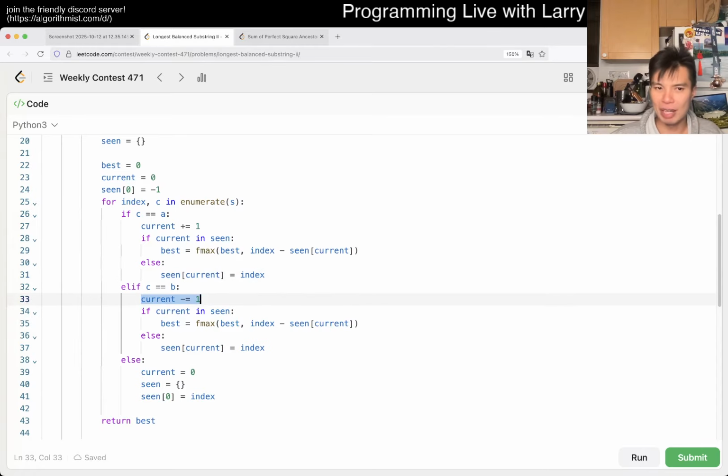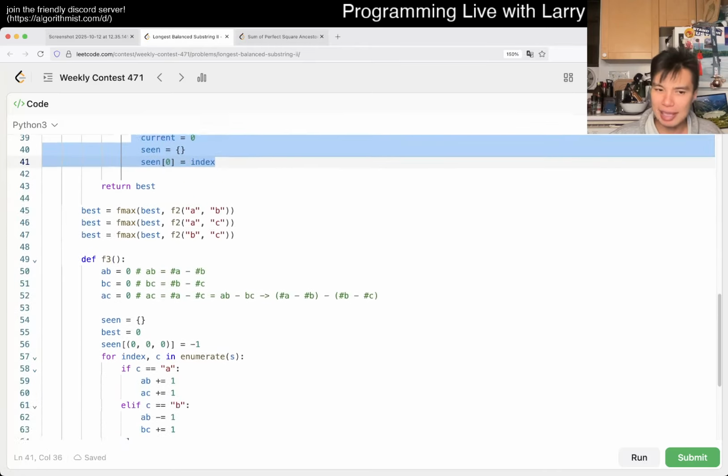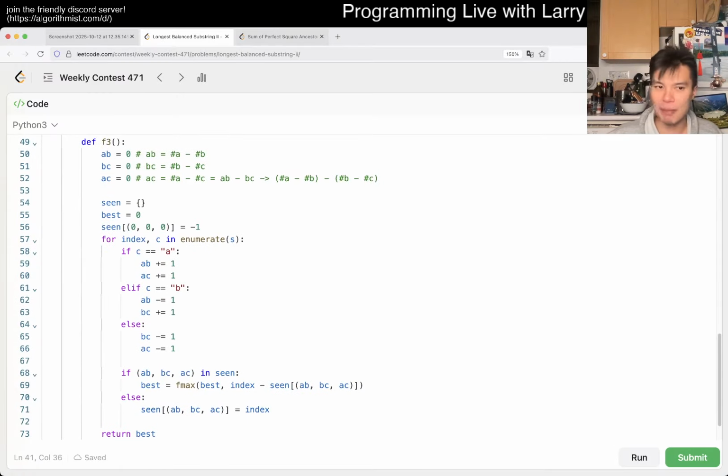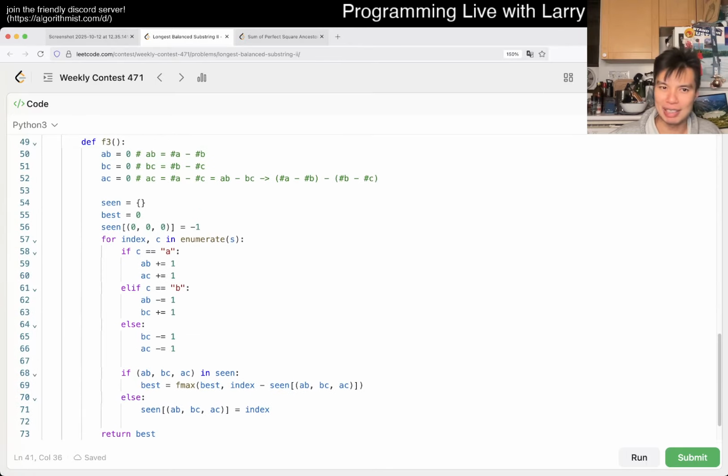Same for here, right? For both A and B, or the first character and the second character. I know my variable names are a little bit confusing. If it's neither of those characters, then we have to reset, and that's basically what this is for. And this is the same idea. We don't have to reset anymore because this is all the possibilities. And I just use the convention of, well, the same thing here, right? Number of A's minus number of B's, B minus C, A minus C, and the variable names match that.